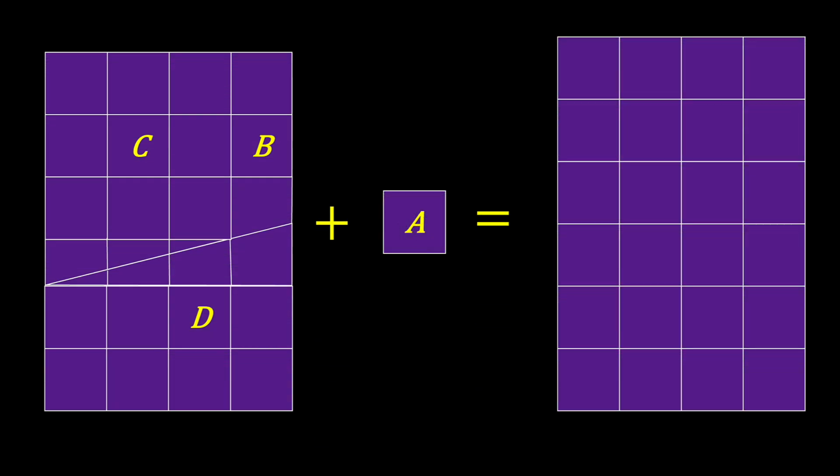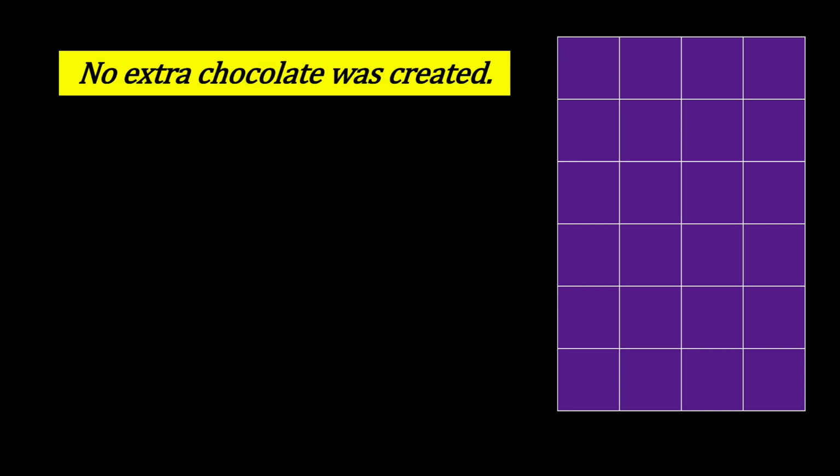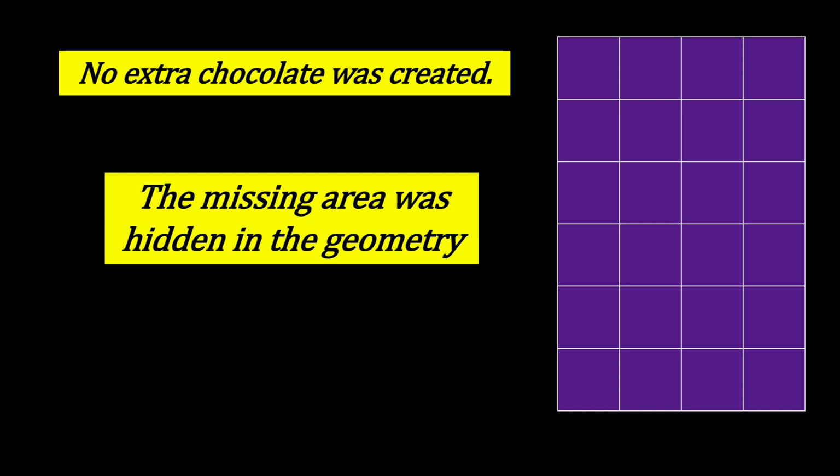So the next time someone claims that math can create free chocolate, you know the truth. The chocolate was never created. The final shape only looked like the original bar, and the missing area was hidden in the geometry all along.